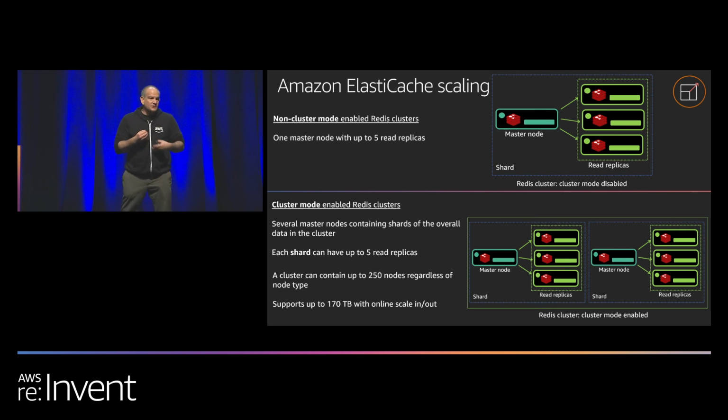ElastiCache supports scaling out and scaling in without taking downtime. So that's, again, something we support. And we support overall a cluster size of 250 nodes, where you can mix and match the number of masters and replicas.